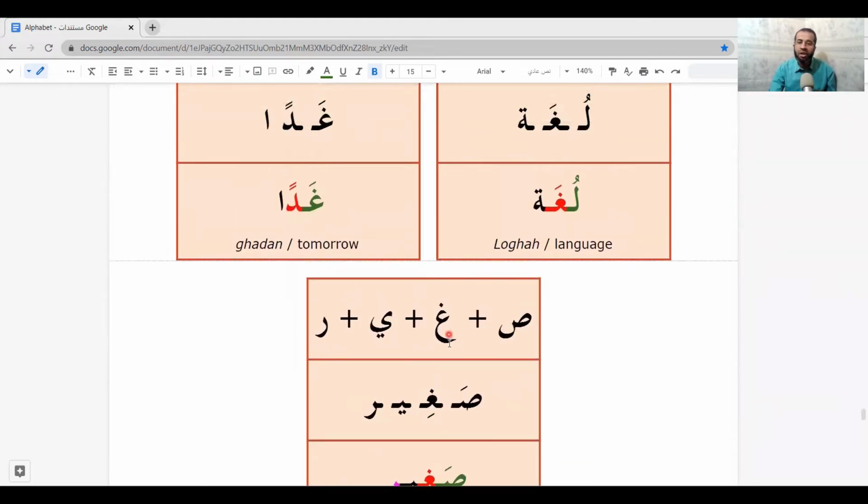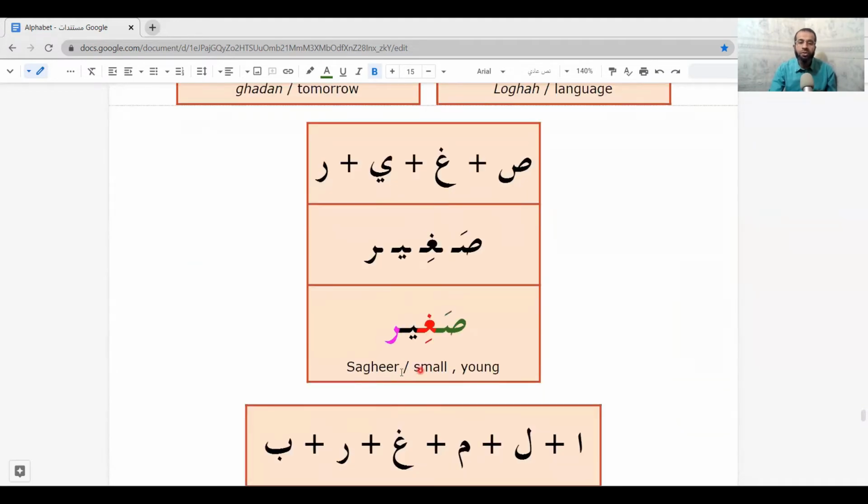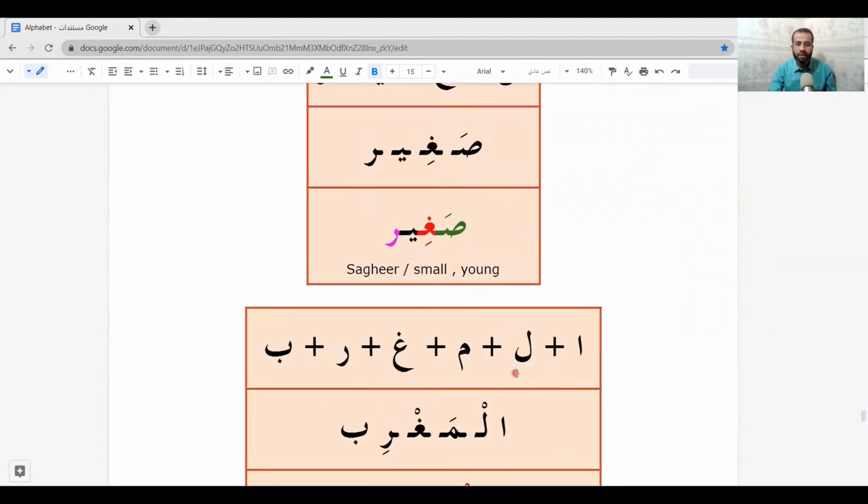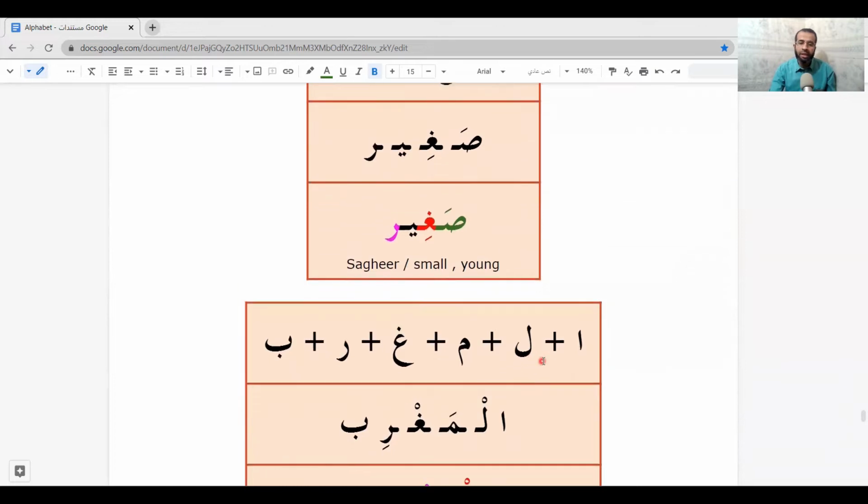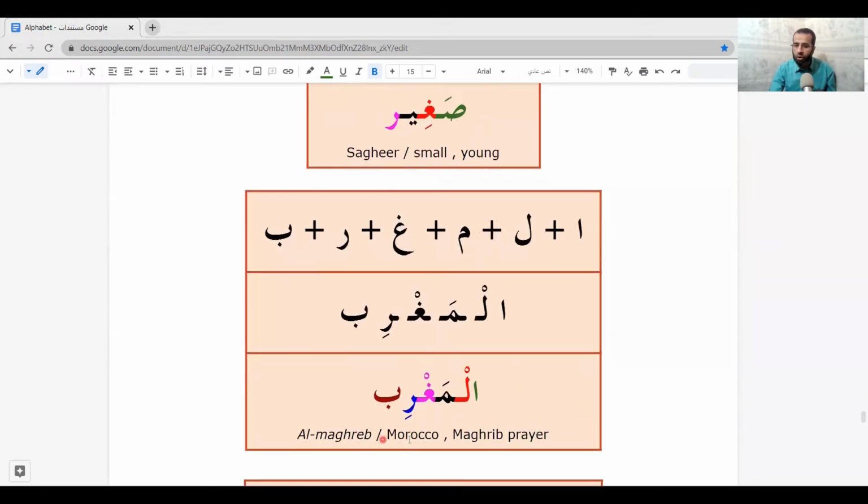صاد, غين, يا, and را. صا, غي, long vowel here, E, then R. صغير. The next word, it means Morocco or the fourth prayer in the day.